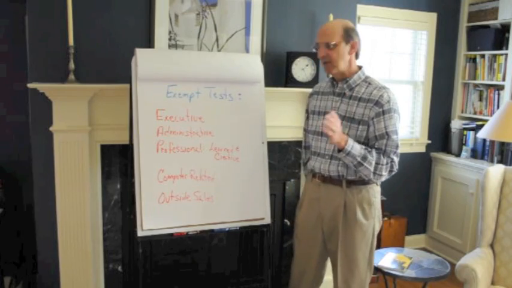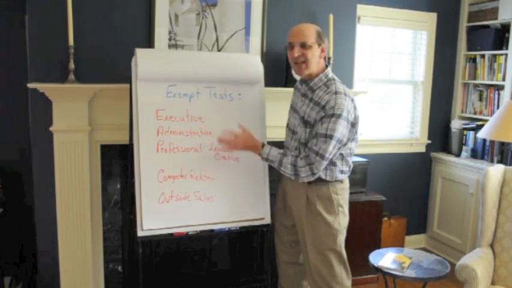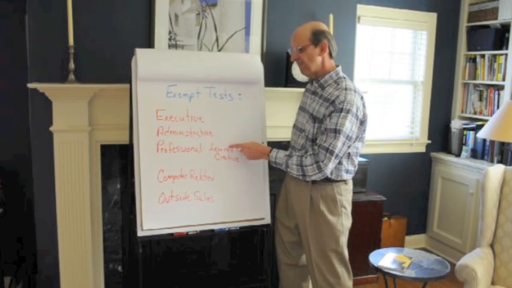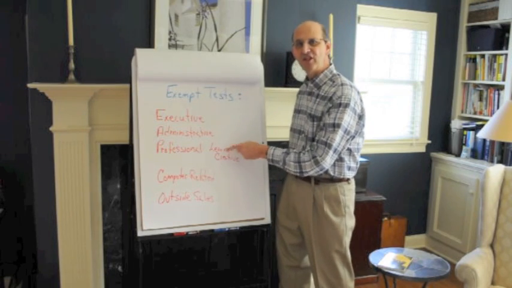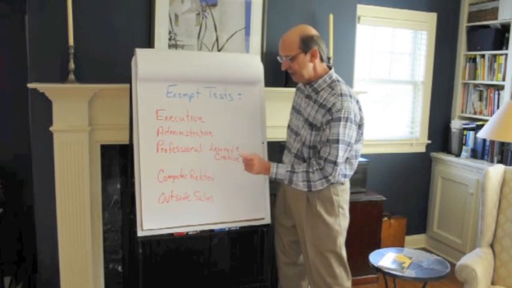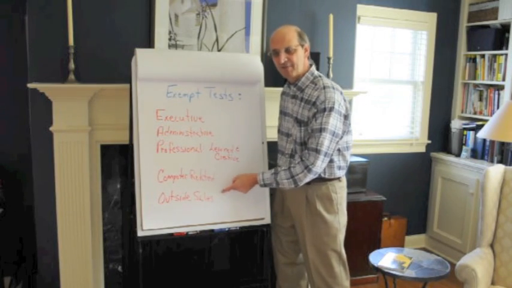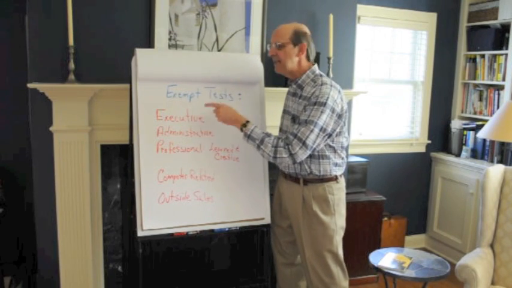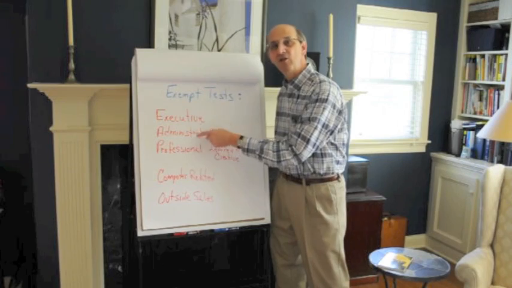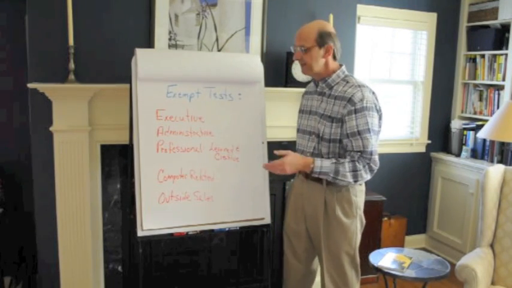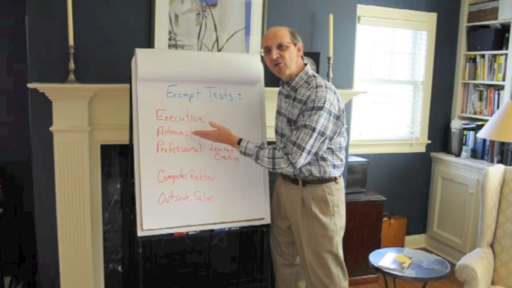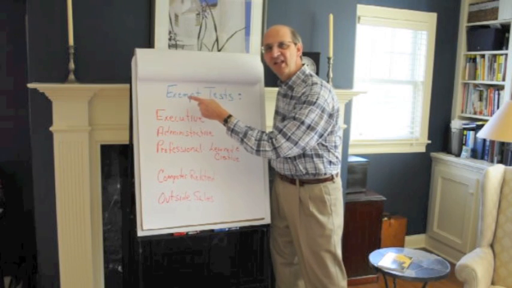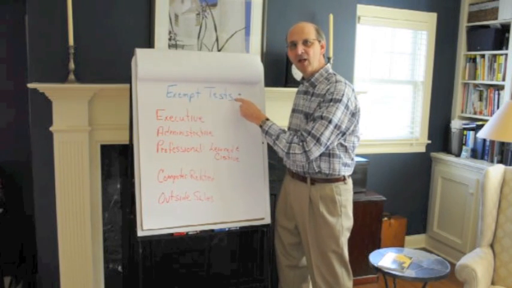And the test is simple. There are 5 categories: executive, administrative, professional, they break that down into learned and creative, computer-related, and outside sales. So before you can make someone exempt, you need to put them through the test. You can get the test through the Department of Labor and put them through a series of questions to help you determine whether the person is exempt or non-exempt.